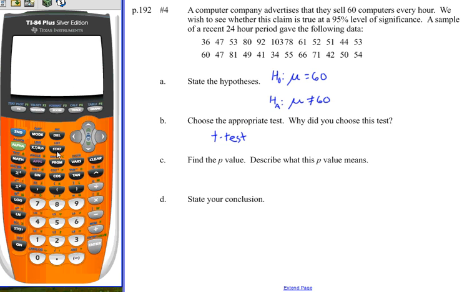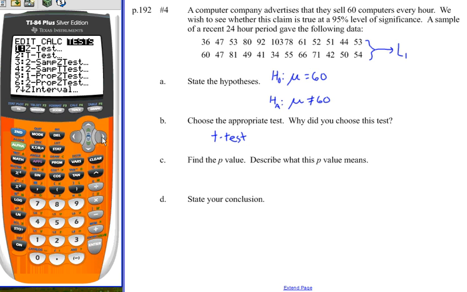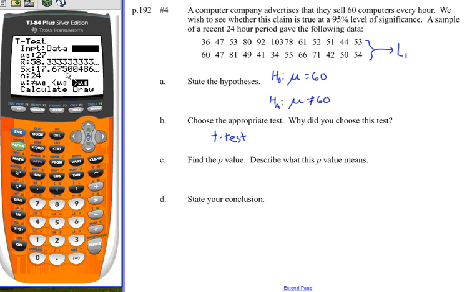I'm going to quit out of here. Let me press my stat key and press enter. Now, I've got all of this data entered into list 1. So if we take all these numbers and put them into a list, in this case I'm using list 1, and I took a little shortcut and did it in advance. Then when I press stat, go to tests, and go to t-test, I can highlight the word data instead. Notice then, I'm just telling the calculator my list of data is in list 1.